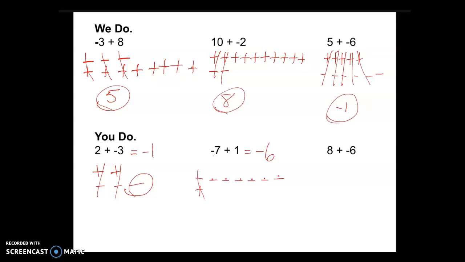8 plus -6. I have 8 positives, 6 negatives, cross out my 0 pairs. I am left with 2 positives, so my answer is 2.